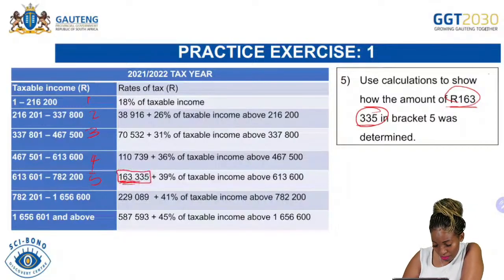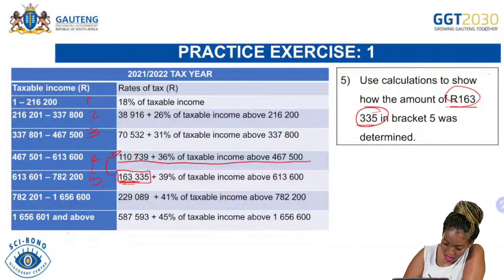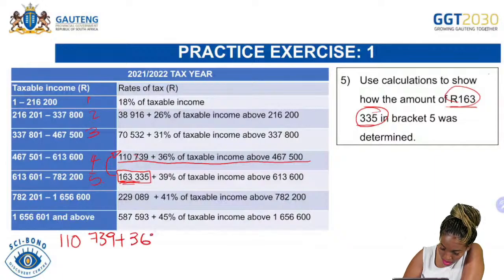So what I do here, it's actually a reverse method. You need to go back to the bracket before this one, and you will rewrite the formula, this formula. You're going to rewrite this formula to say, okay, this is 110,739 plus 36% of the taxable income.